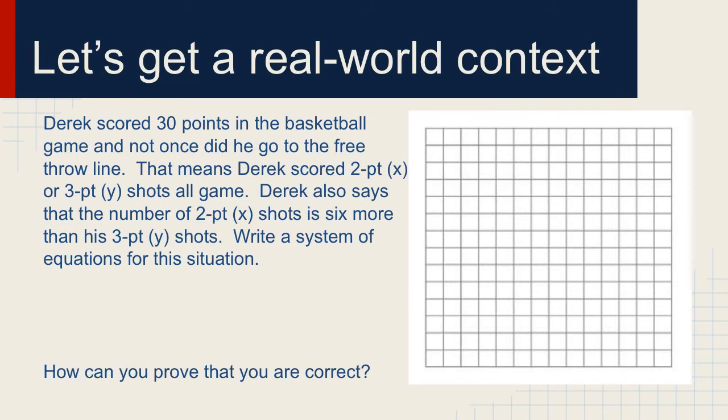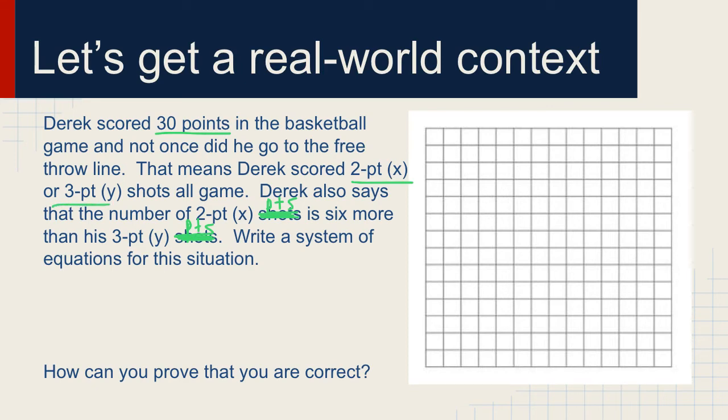Sometimes your system of equations is hiding within a story problem. And I noticed that I have a typo in here that I meant to take care of. Down here, this should be points, and this should be points. So PTS, PTS. Okay, so let's start. Derek scored 30 points in a basketball game, and not once did he go to the free throw line. That means Derek scored 2-point or 3-point shots all game.